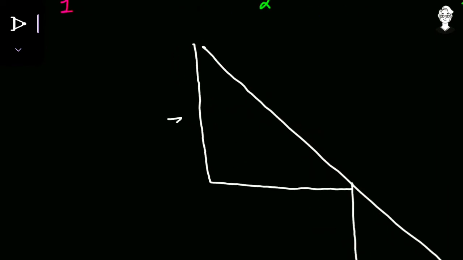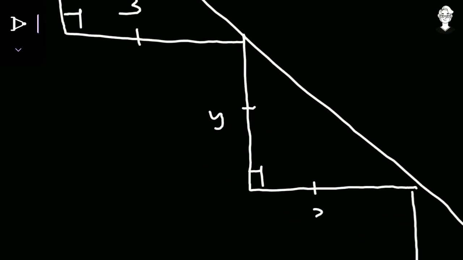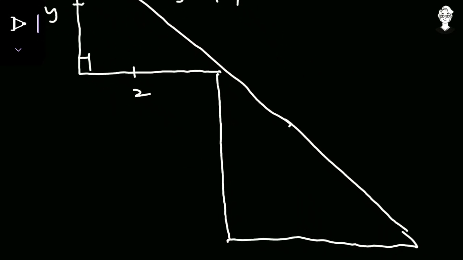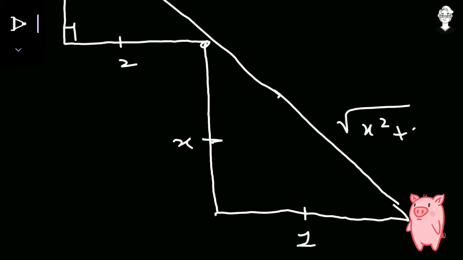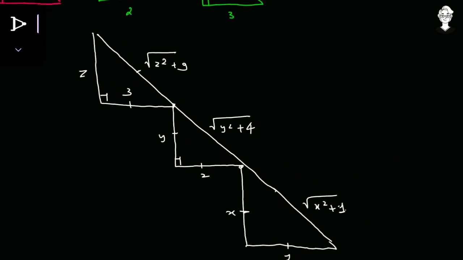I am naming over here z, this 3, and this becomes the square root of z square plus 9. Similarly over here it's y, here's the 90 degree, here's 2, so this length from this point to this point becomes the square root of y square plus 4. And for the last one, this length is x, this length is 1, and the hypotenuse becomes the square root of x square plus 1. Now you can see all these three terms were first hypotenuses, and now they are in a straight line, so they can all be added together.